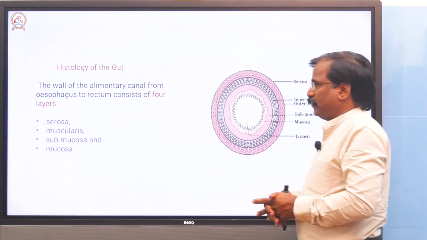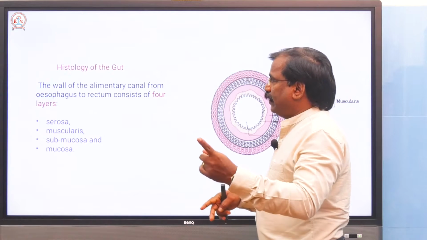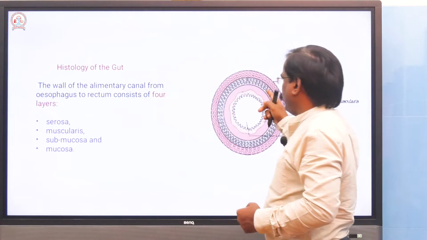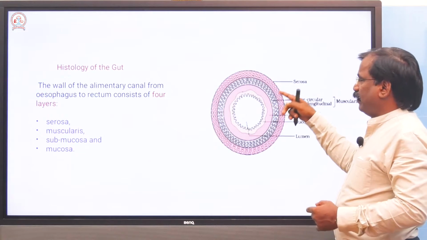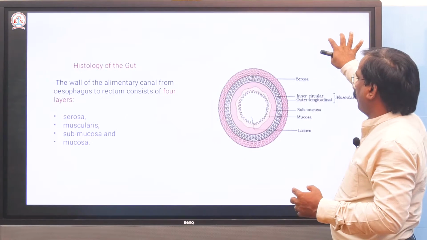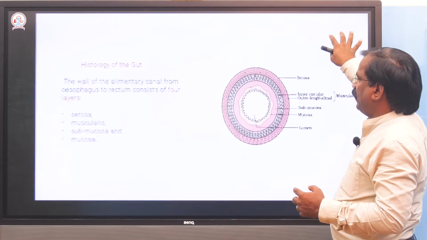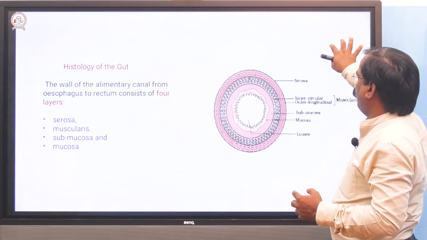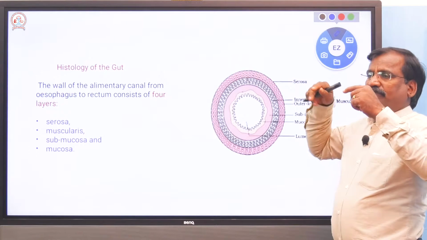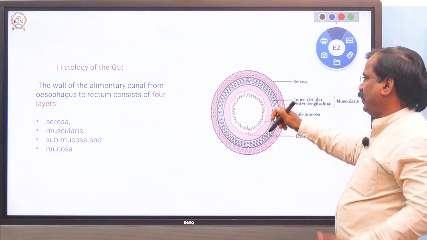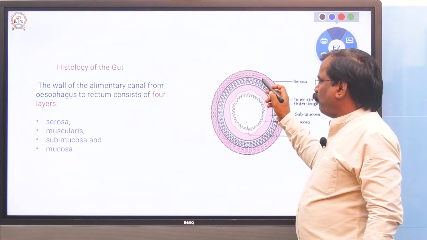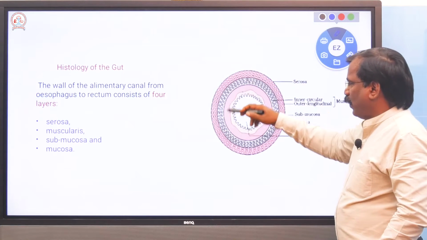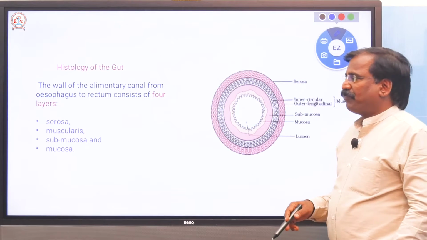Histology of the gut. The wall of the alimentary canal, if we take a cross section, shows 4 layers. So what are they?